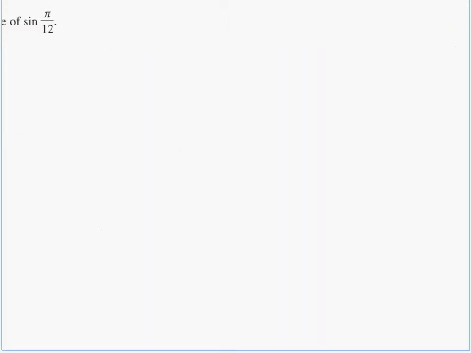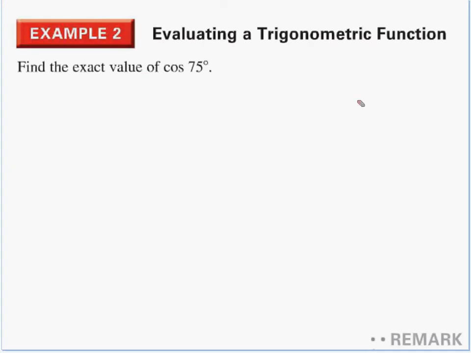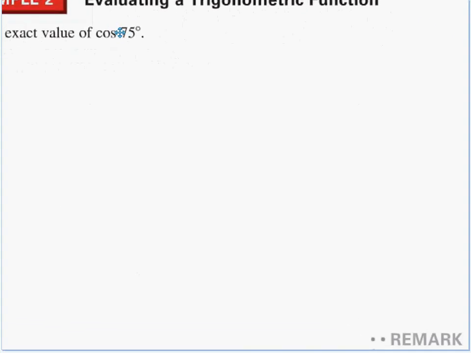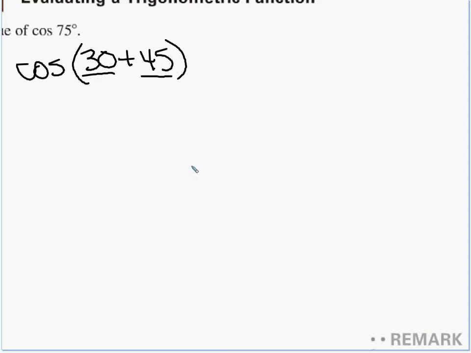Okay, there's one with a radian example. Here's one with degrees. We want to find the exact value of cosine of 75 degrees. And 75 degrees is not one of our friendly angles on the unit circle. But we can rewrite cosine of 75 as the cos of 30 plus 45. 30 is on the unit circle. It's one of our good angles. So is 45.